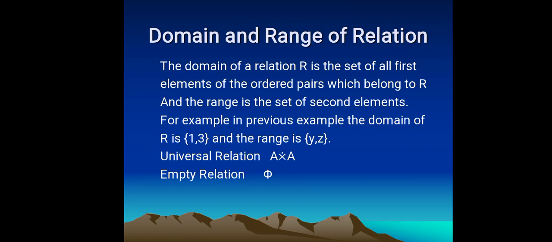Domain and range of a relation. The domain of a relation R is the set of first elements of the ordered pairs which belong to R, and the range is the set of second elements. The first element is called the domain and the second element is called the range. For example, in the previous example, the domain of relation R is {1, 3} and the range is {Y, Z}. Universal relation is A cross A, and empty relation is shown with this sign.